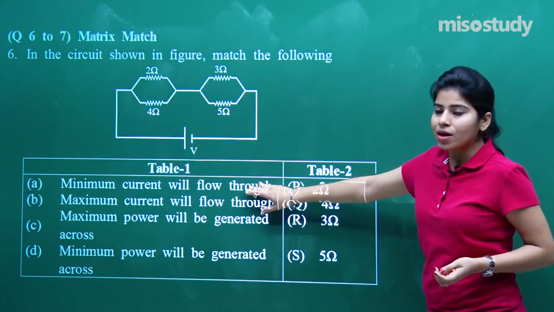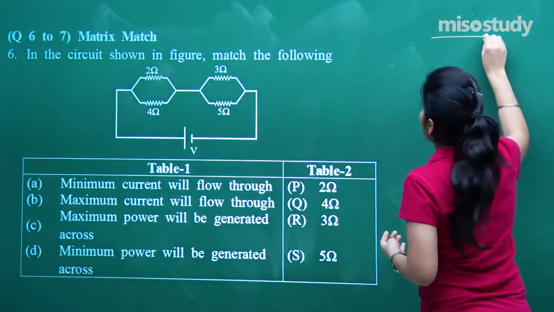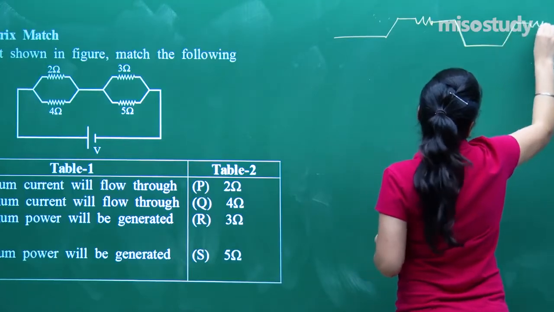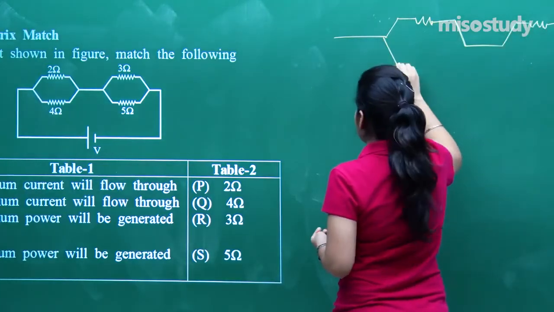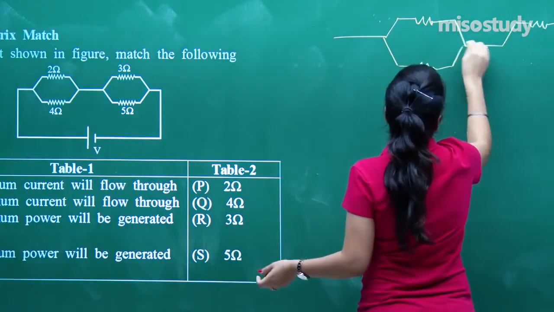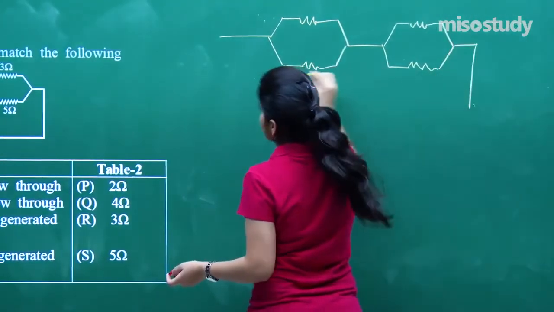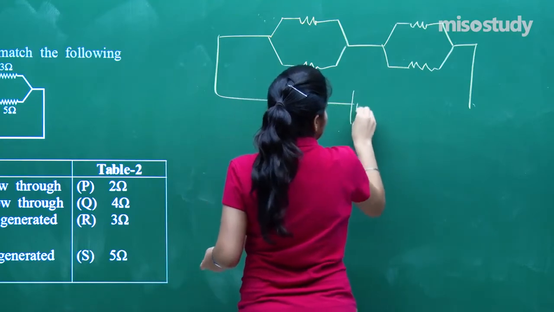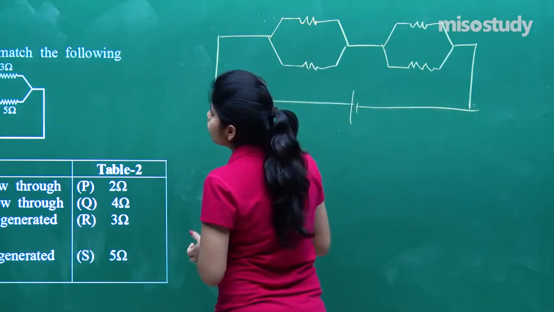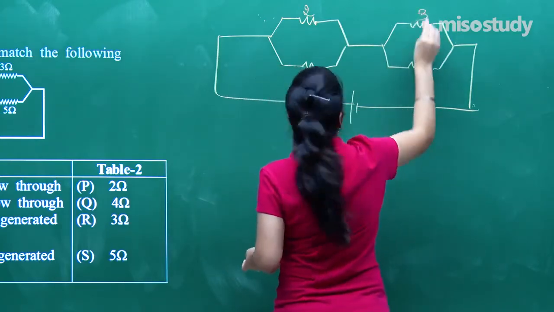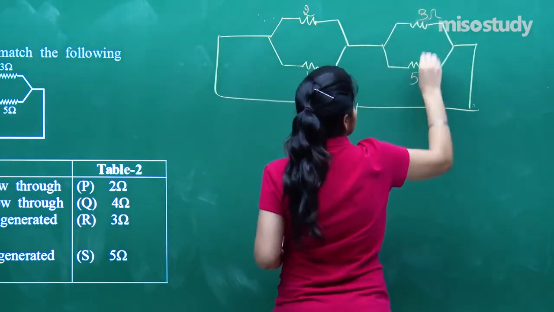So what we have to do is find out the minimum current or the maximum current. I am going to first of all draw this circuit. What are the values of resistance? 2, 4, 3, 5. 2 ohm, 4 ohm, this is 3 ohm and this is 5 ohm.